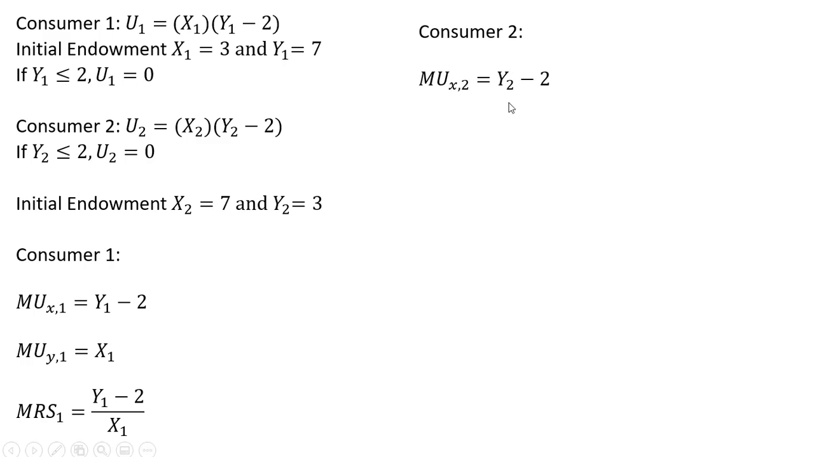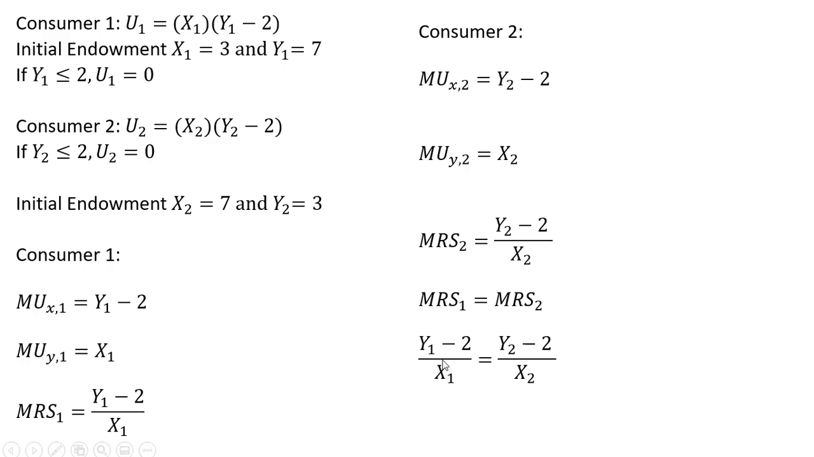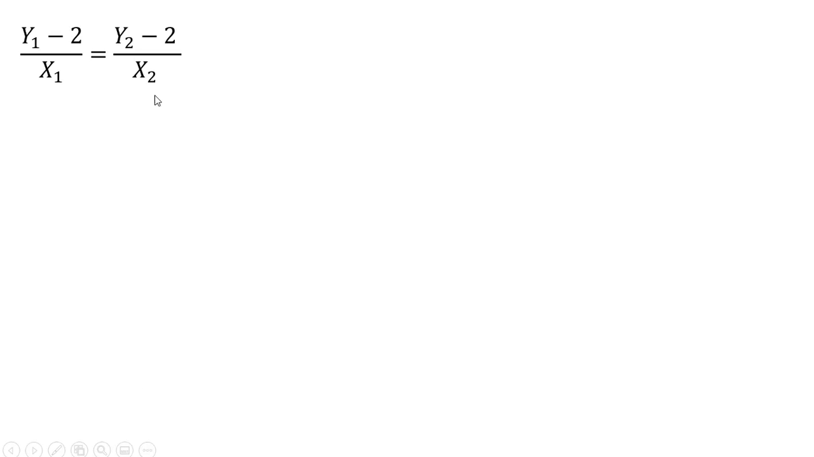Marginal utility of good x is y minus 2. Marginal utility of y is just x. Forming the marginal rate of substitution, we get this. And the marginal rate of substitution for consumer 1 will be set equal to the marginal rate of substitution for consumer 2. So making our substitutions, we have the following. Just rewriting that last step. And now cross-multiplying the x's in the denominator.